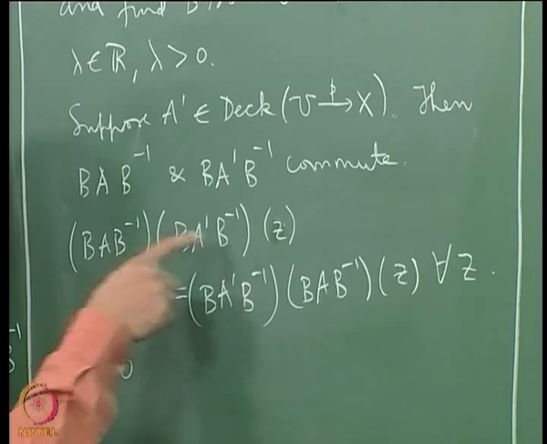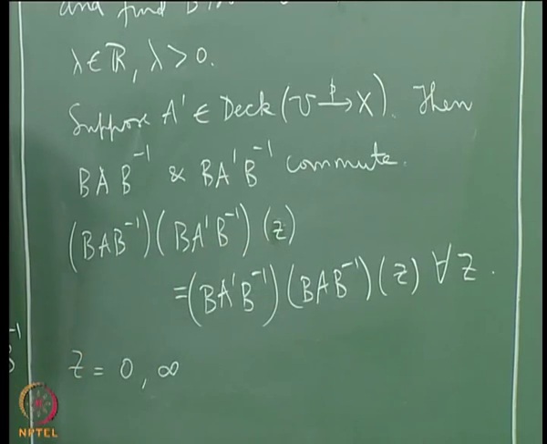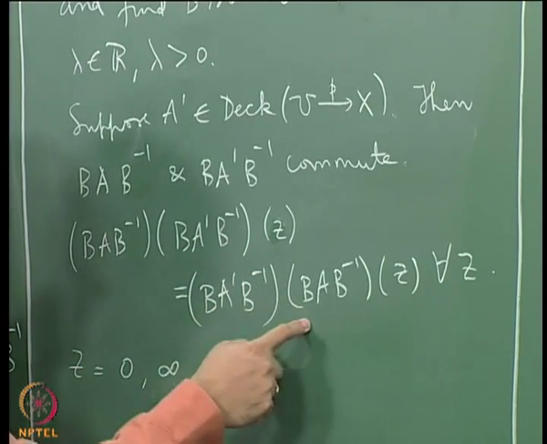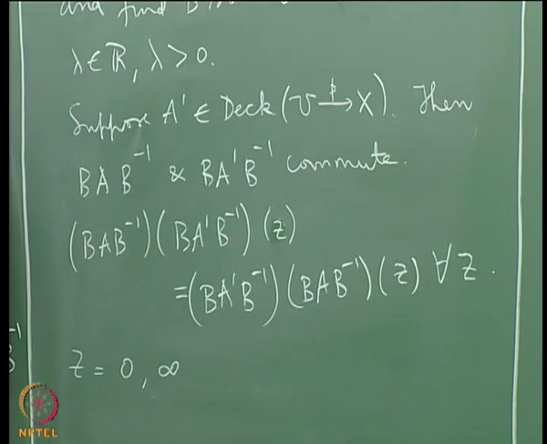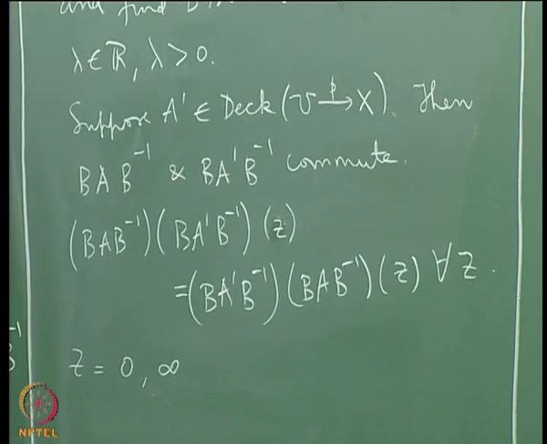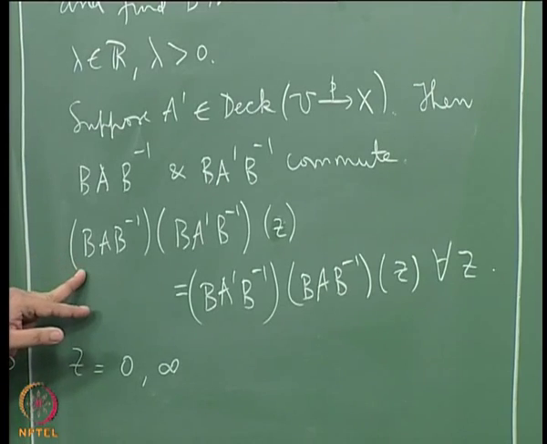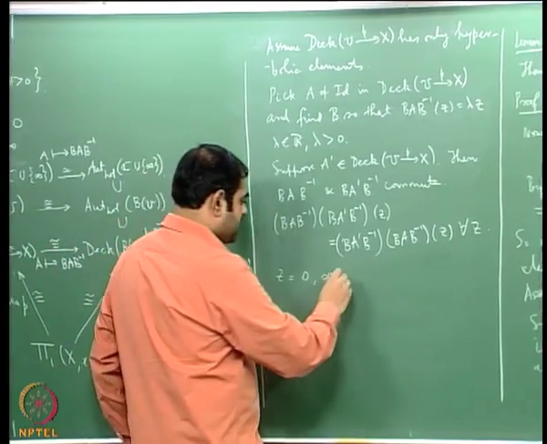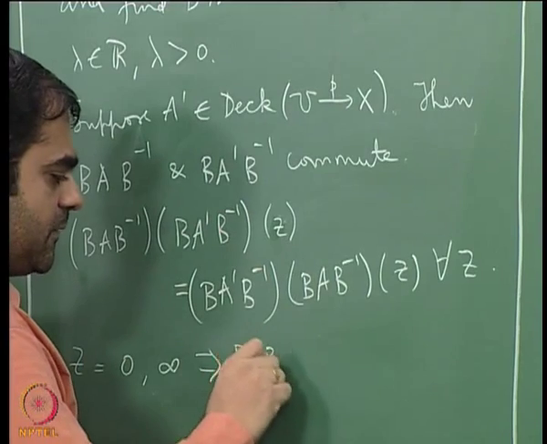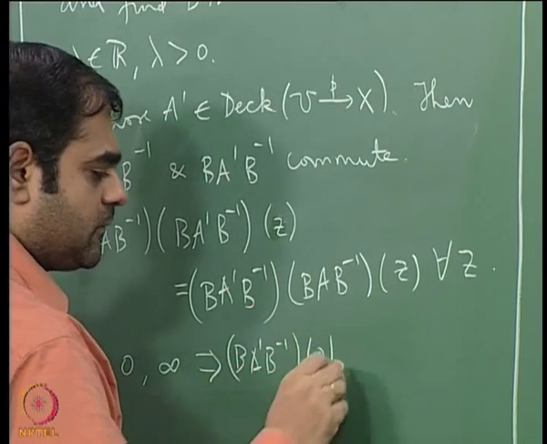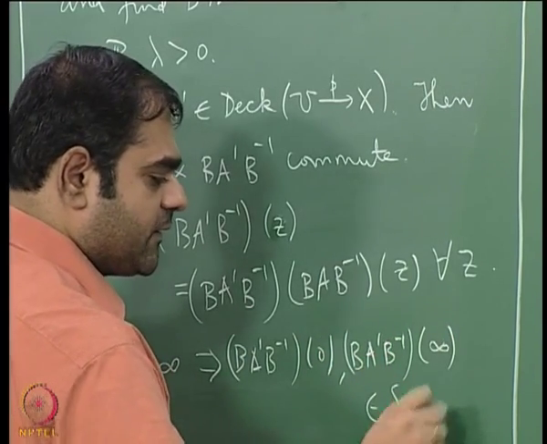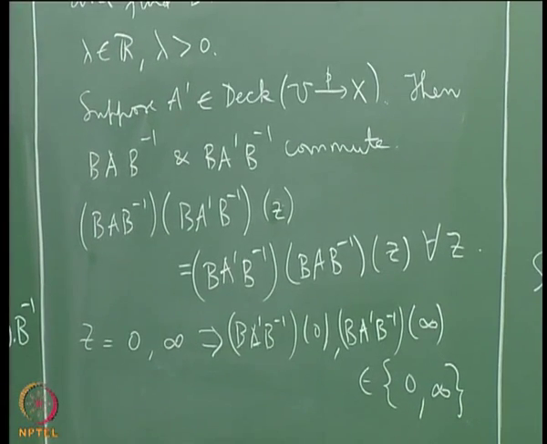So if you put Z equal to infinity, you will get B A B inverse of B A prime B inverse of infinity is equal to B A prime B inverse of infinity. So what this will tell you, if you put Z equal to 0 and Z equal to infinity, is that B A prime B inverse of 0 and infinity are fixed points of B A B inverse. So B A prime B inverse of 0 and B A prime B inverse of infinity both belong to {0, infinity}, they have to be one of these two, okay.